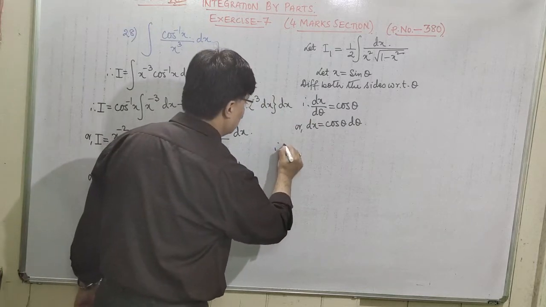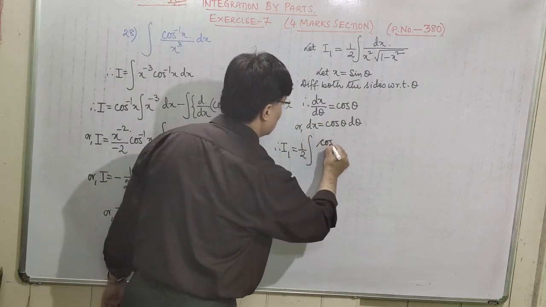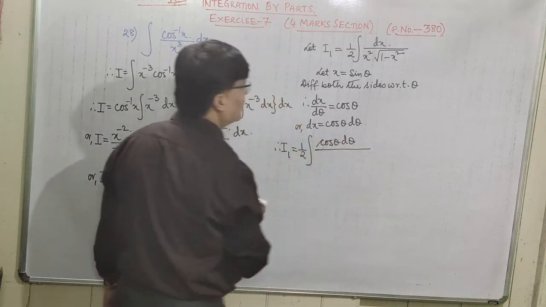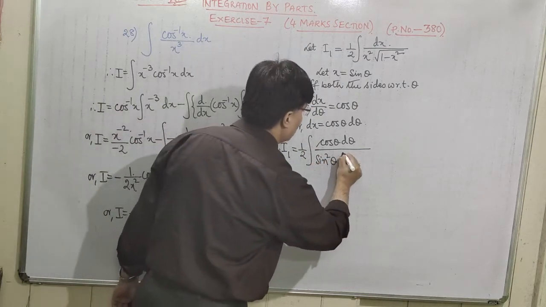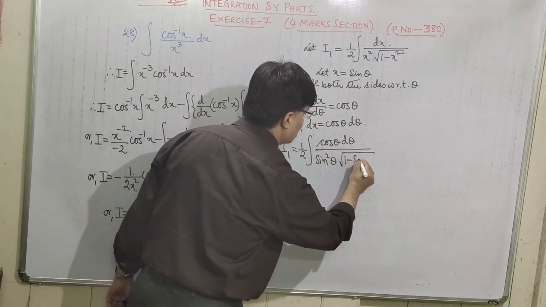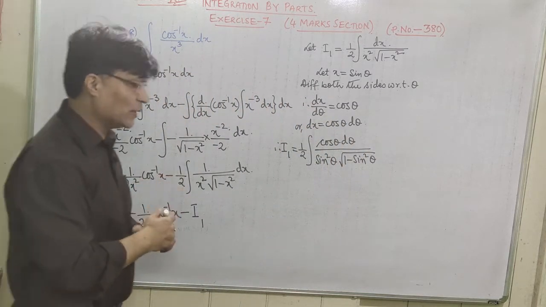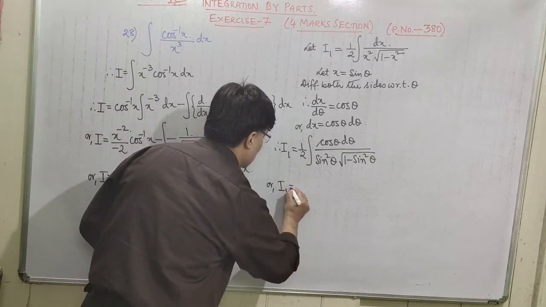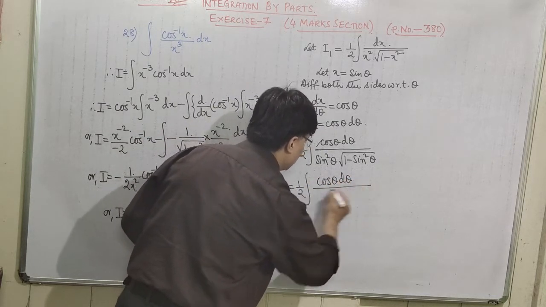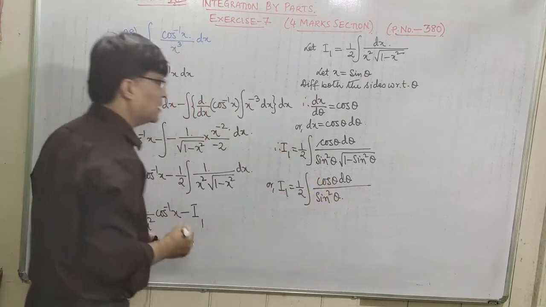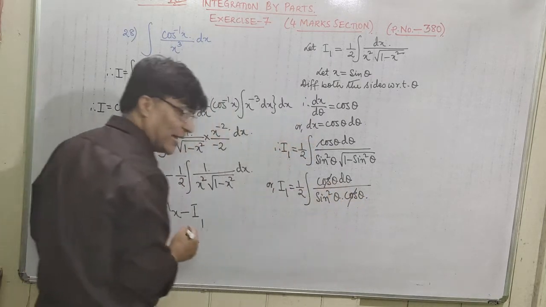So now what does I1 become? Let us put it in I1. I1 is equal to half integration of dx, which is cos theta d theta, divided by x square. Here x square is sine square theta, and within the square root we have 1 minus sine square theta. I think you have understood it. So let's simplify it. I1 is equal to half integration of cos theta d theta divided by sine square theta into the square root of 1 minus sine square theta, which is cos theta. So here cos theta will be cancelled.